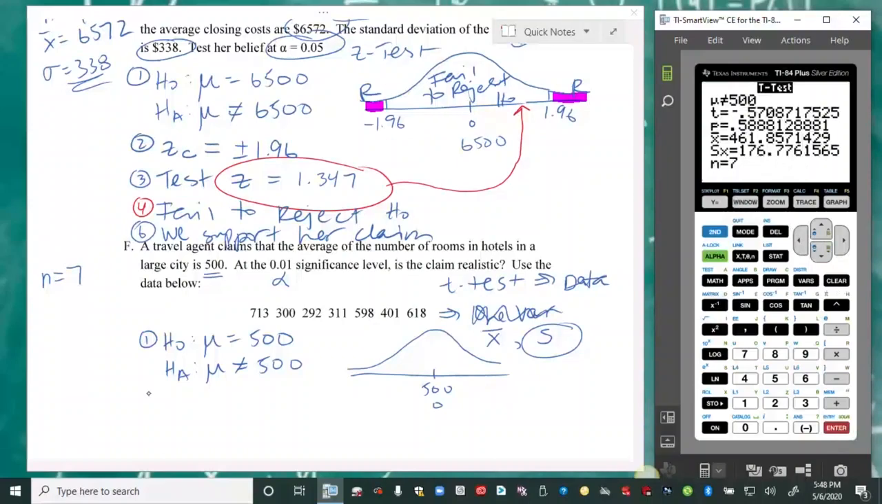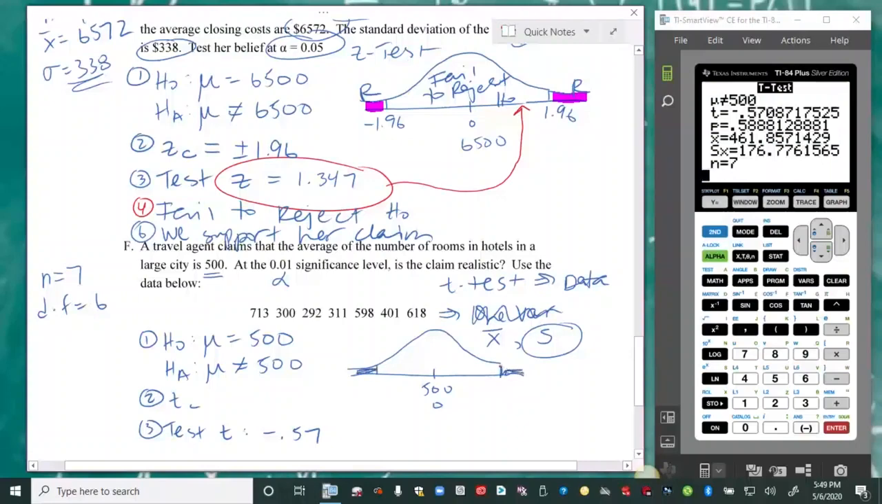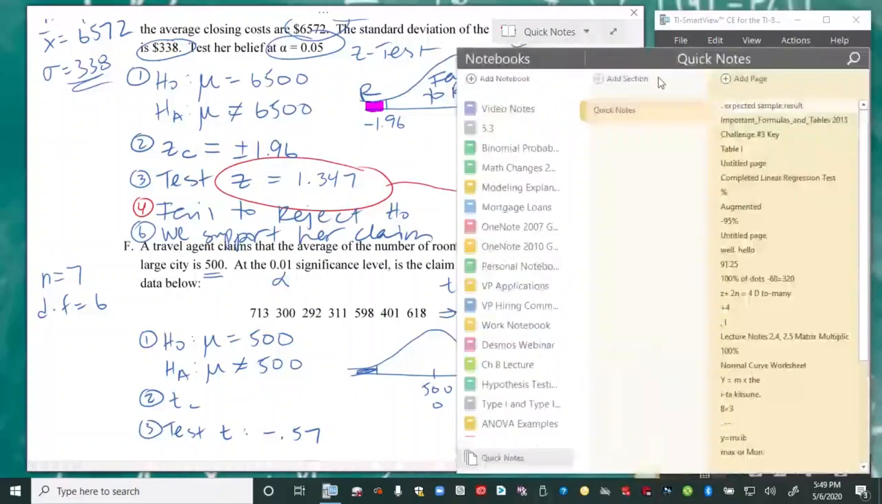So I skipped step number 2, didn't I? So step number 3, this is my test t. My test t is negative 0.57. Let's go ahead and find the critical t using table F. For degrees of freedom, I have 6 degrees of freedom. This was a 2-tail test, 1 tail there, 1 tail there. So 6 degrees of freedom, 2-tail test, 0.01.